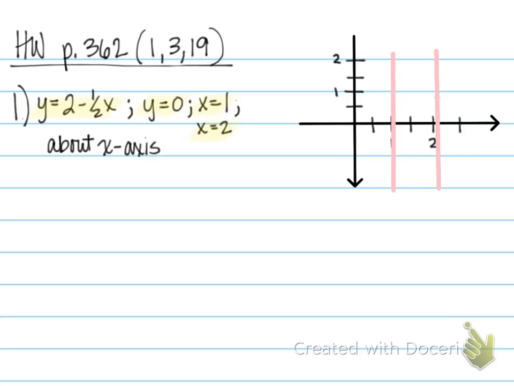Well, it's close enough to x equals 2. It's not exactly on it, but that's where it should live. And the x-axis we can already see. And then let's graph the line 2 minus 1/2 x. So we notice that's a linear equation. We can graph it by hand.